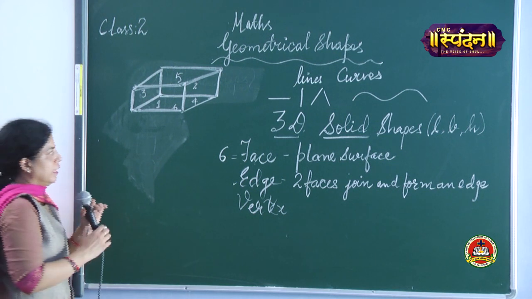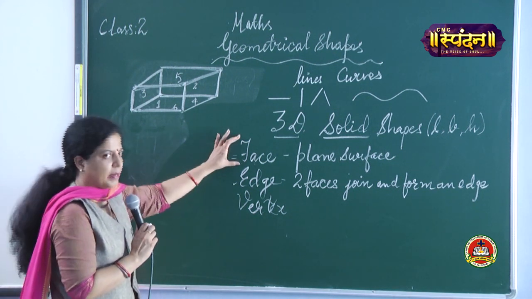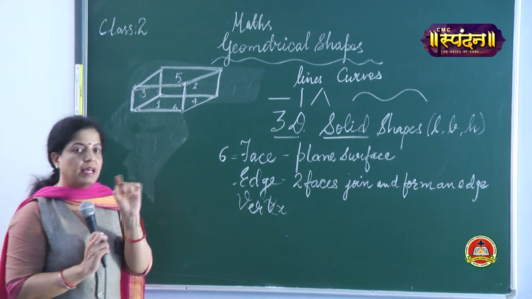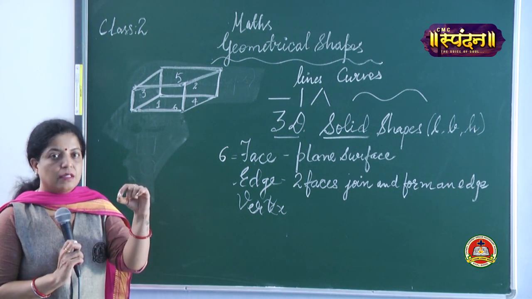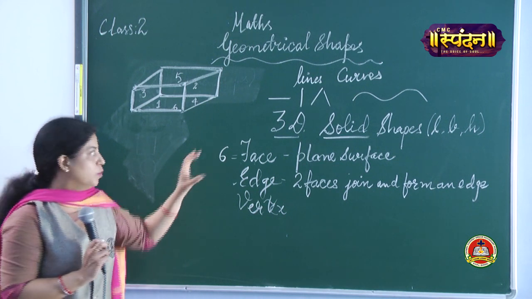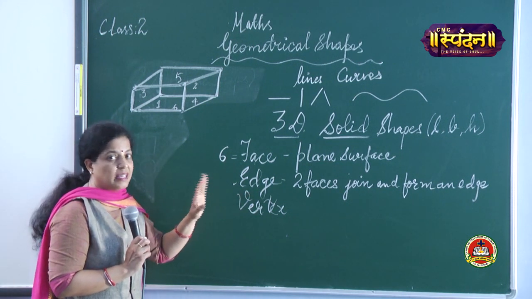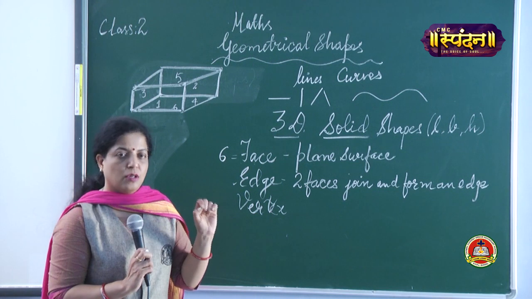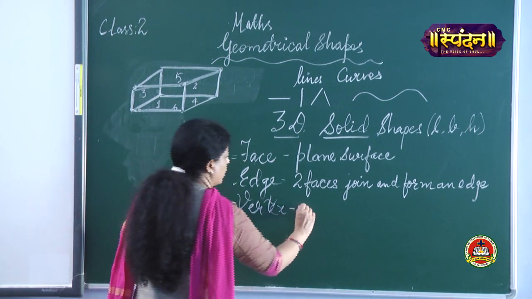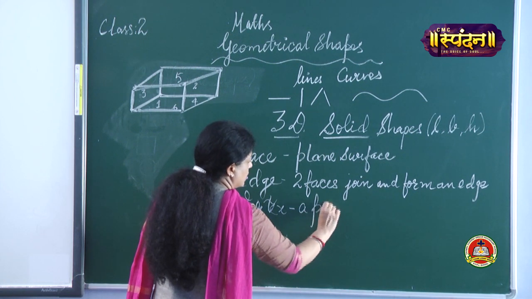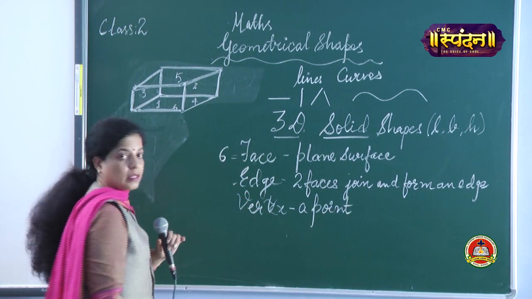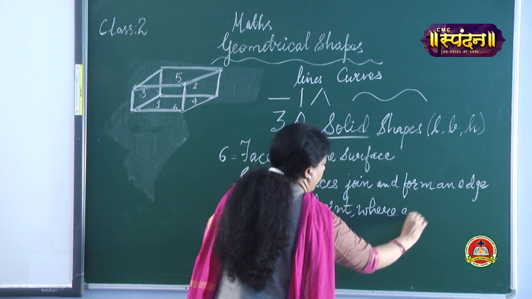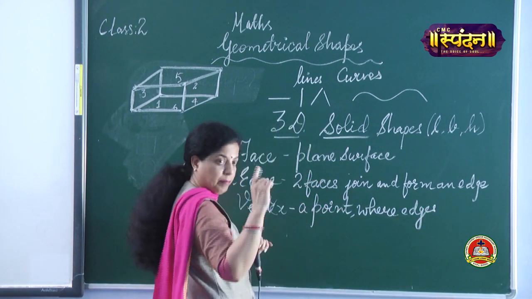Okay, my dear girls. Next you have the vertex. As this is a plane surface, this is a line segment, I would like to clear you. Vertex is like a corner. As corners are the points where the sides meet in a plane shape, same way, vertices are the points. They are not the sides or the lines. They are the points where the edges meet in a solid shape. A vertex is a point. Okay, my girls. A vertex is a point where edges meet.